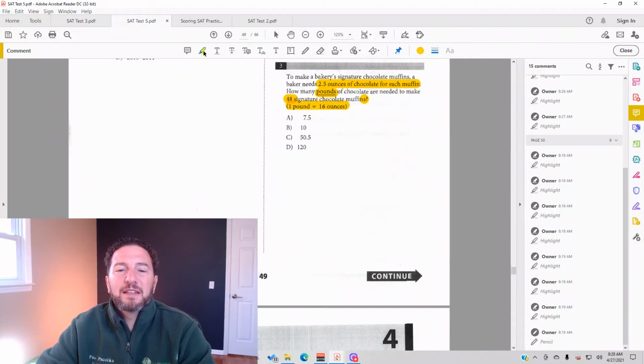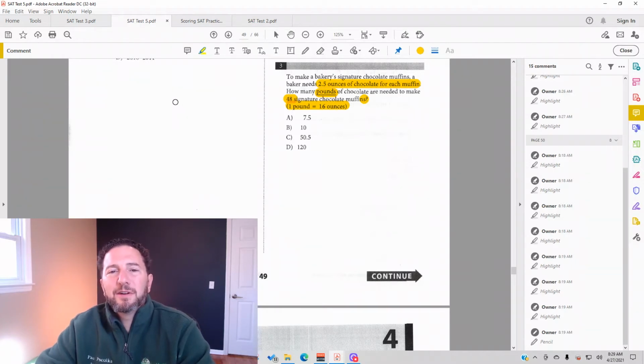And today we're going to look at Test 5, Section 4, Number 3, which reads: to make a bakery's signature chocolate muffins, a baker needs 2.5 ounces of chocolate for each muffin. How many pounds of chocolate are needed to make 48 signature chocolate muffins? And you see your conversion, 1 pound is 16 ounces.